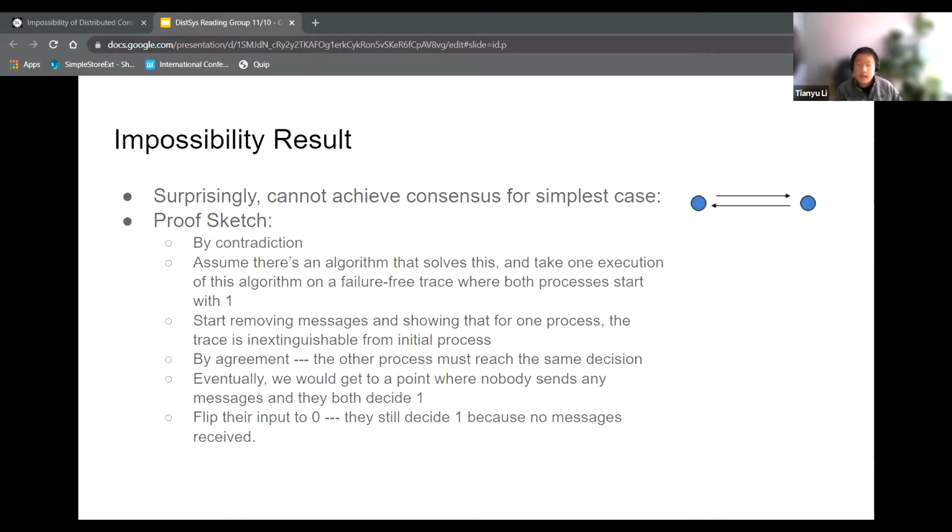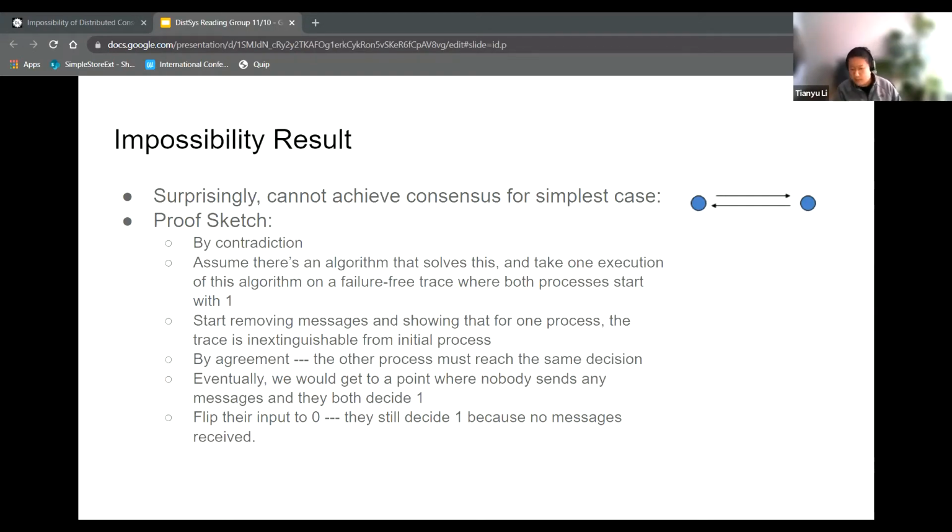You can assume that an algorithm sort of solves this and accomplishes that within our rounds of communication, right? You can show that if you start removing messages to one of the processes, the other process obviously didn't notice any difference because it received all the same messages as in the previous successful execution. So that process has to still decide on the same outcome, which would force, by agreement, the earlier process to decide on the same thing.